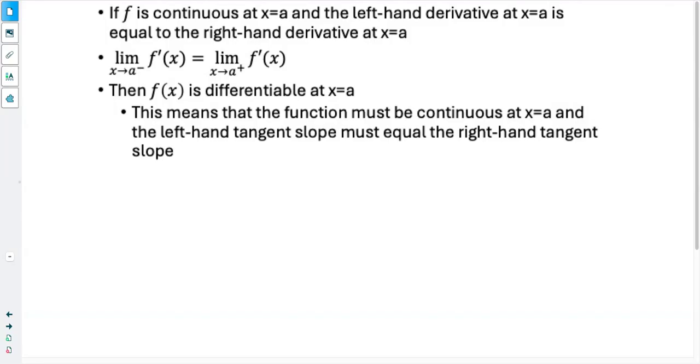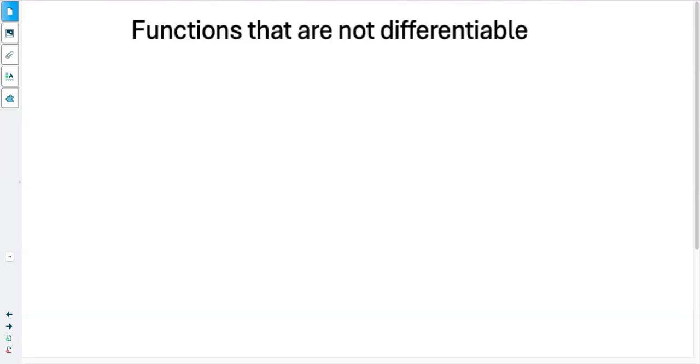Now, for it to be differentiable at x equals a, it means that it must be continuous at x equals a, and our left-hand tangent slope must equal our right-hand tangent slope. So we're going to start by looking at some functions that are not differentiable and the specific reasons why they are not.